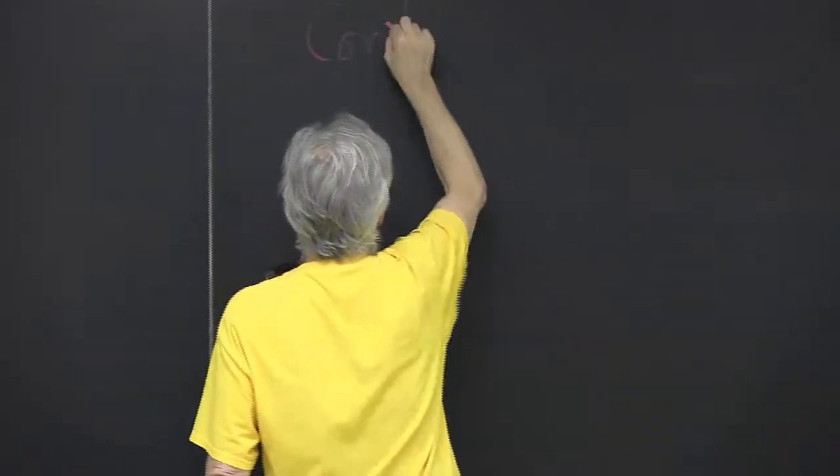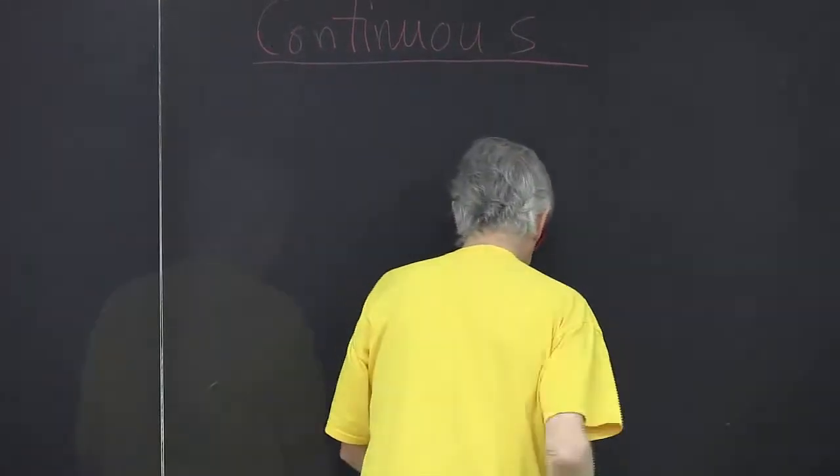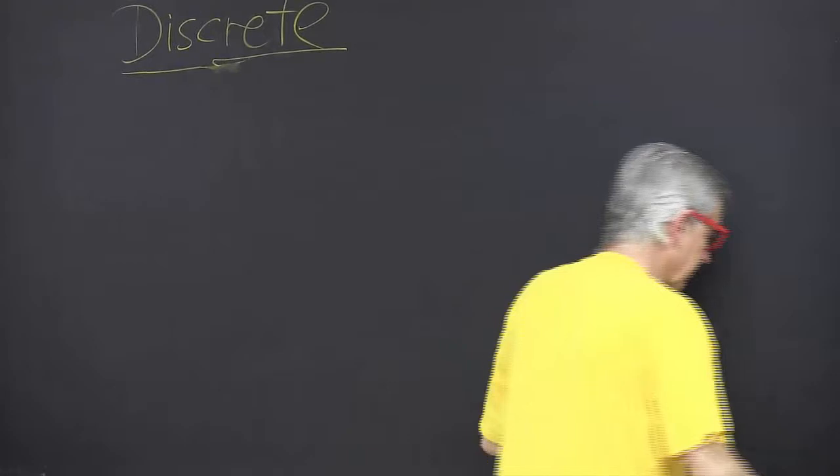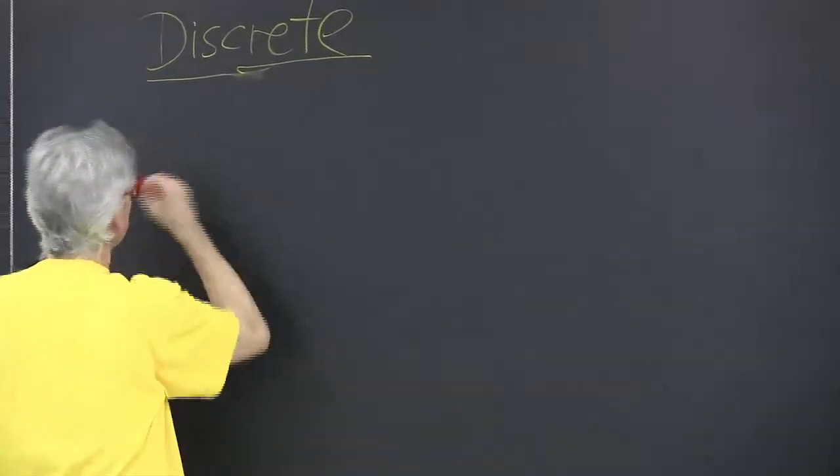I will compare discrete and continuous case. On this board I'll do discrete case. And on this board I'll do continuous case. So in both cases we have a set of operations that form a group.